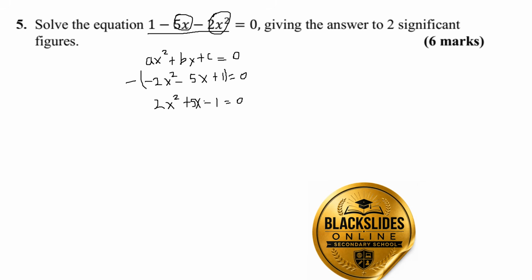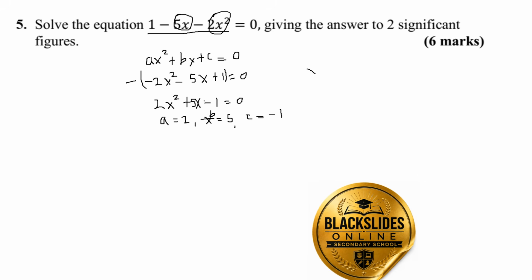So from this you see that our a is 2, our b is 5, and our c, the constant, is minus 1. So this makes life a bit easier.